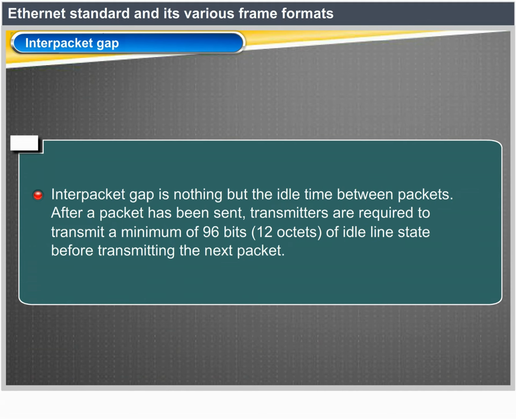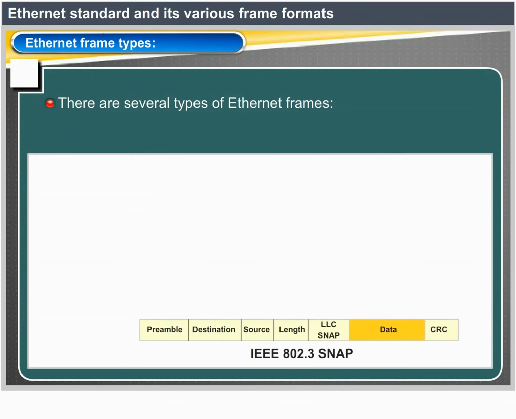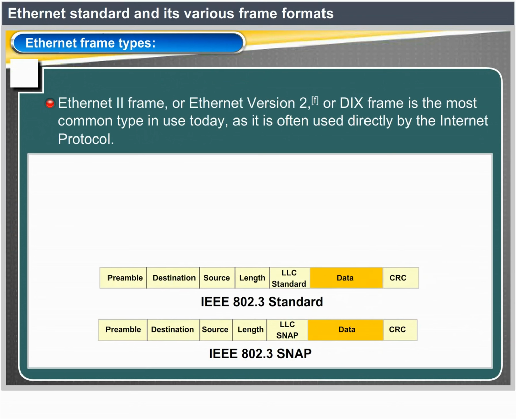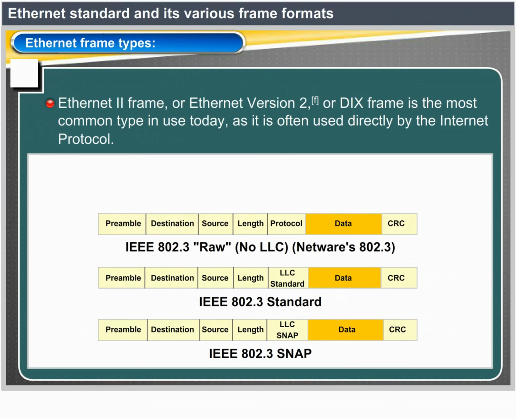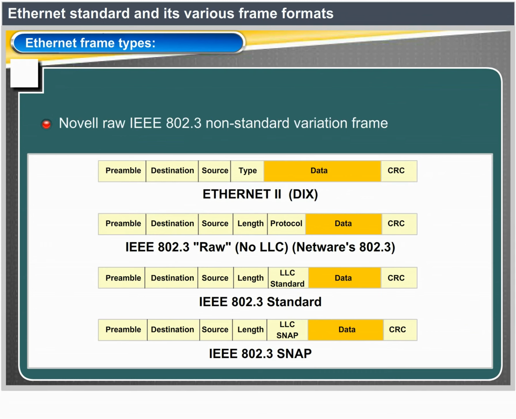Ethernet frame types. There are several types of Ethernet frames. The Ethernet II frame, or Ethernet version 2 or DIX frame, is the most common type in use today, as it is often used directly by the Internet Protocol. Novell raw IEEE 802.3 non-standard variation frame. IEEE 802.2 Logical Link Control, or LLC, frame. IEEE 802.2 Subnetwork Access Protocol, or SNAP, frame.